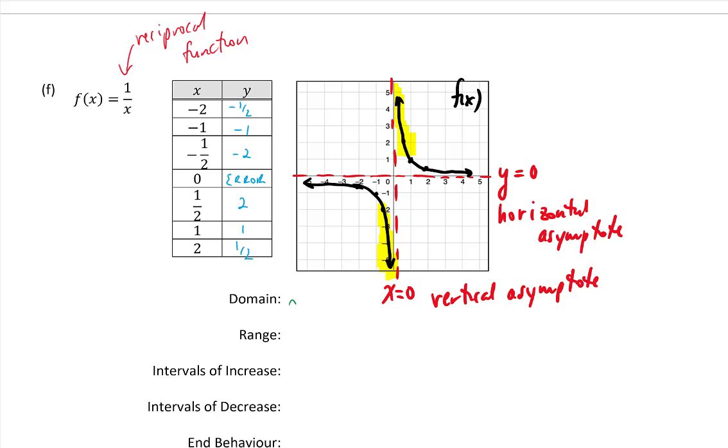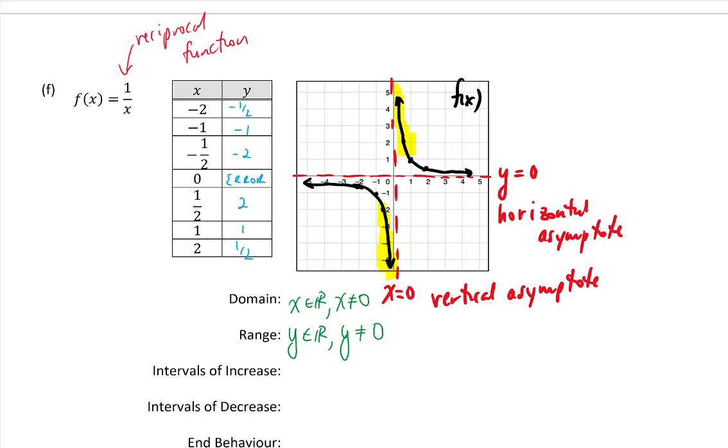So let's go through our domain. So we see that x can be any real number. However, x cannot equal 0 because that is where we have our vertical asymptote. The range, again, y can be any real number. And again, y cannot equal 0 because of the horizontal asymptote. And this graph in particular does not cross it. However, some graphs may.